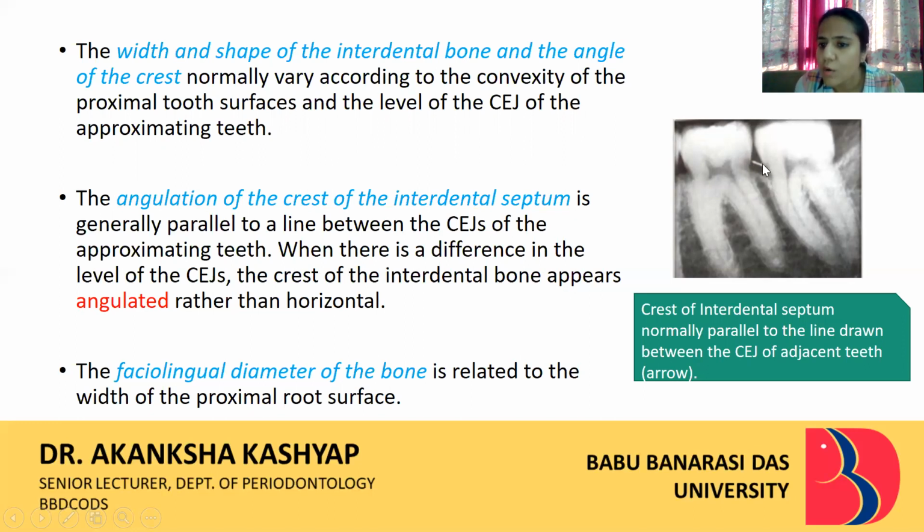If the CEJ of the approximating teeth are at the same level, it will be almost horizontal. But in this case, we can see the CEJ are at a different level, so this bone appears angulated. The interdental septum appears angulated. This is what I'm talking about in a healthy periodontium when there is no bone loss. Now that was about the mesiodistal width. Now talking about the faciolingual width of the interdental bone, it depends upon the width of the root surfaces, how wide the root surfaces are.